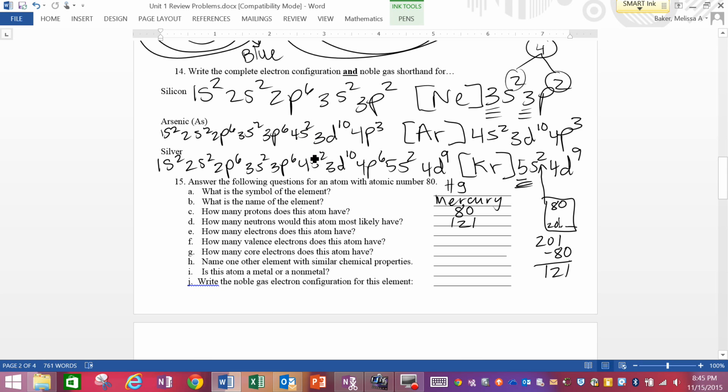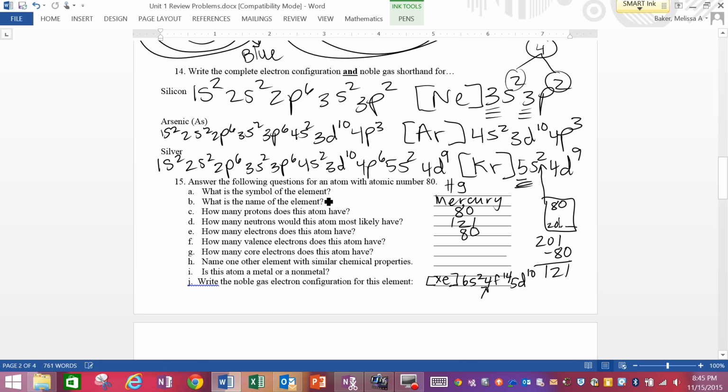Electrons match the number of protons as long as it's a neutral atom, which so far in this class they've always been neutral. Valence electrons. Let's skip down to the noble gas configuration. It would be xenon in brackets, and it would be 6s2, 4f14, 5d10. Now you might be freaking out and saying, what?